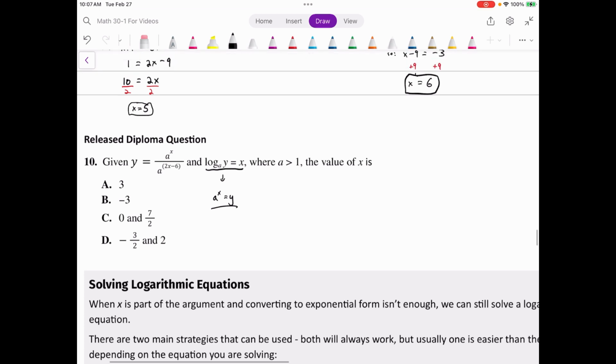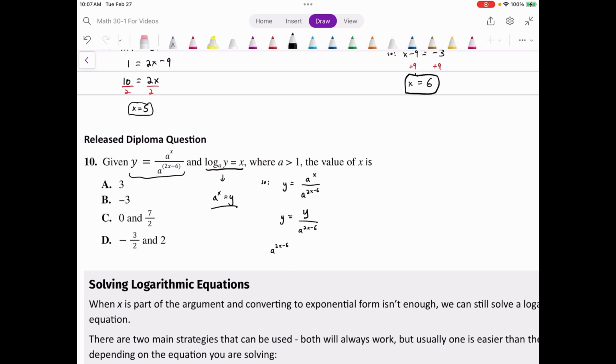Well, that means this equation, if y equals a to the power of x over a to the power of 2x minus 6, well, hang on a sec. A to the power of x is just y, right? A to the power of x is just y. So really this is saying y equals, because of this equation, right? We're essentially solving a system of equations here now. Y equals y over a to the 2x minus 6. Okay, and now if we rearrange this a bit, let's multiply both sides by a to the 2x minus 6.